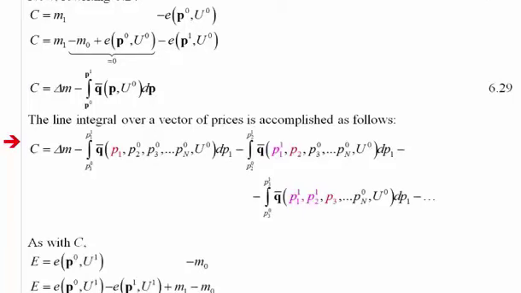And as I said above, the line integral, that is the integral over a bunch of prices, is obtained as follows. First, you integrate under the first element, holding all of the other elements of the price vector at the original values P20, P30, etc. And then you move on to the next piece.